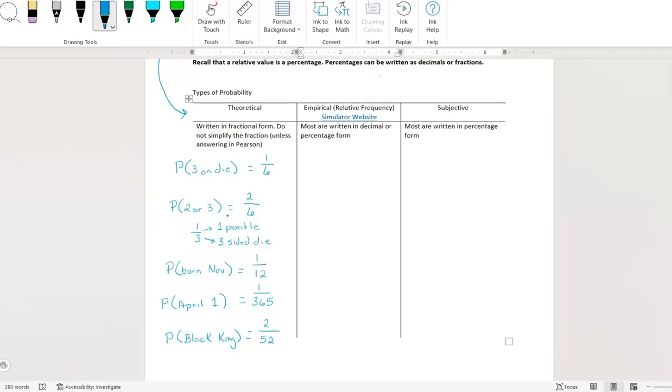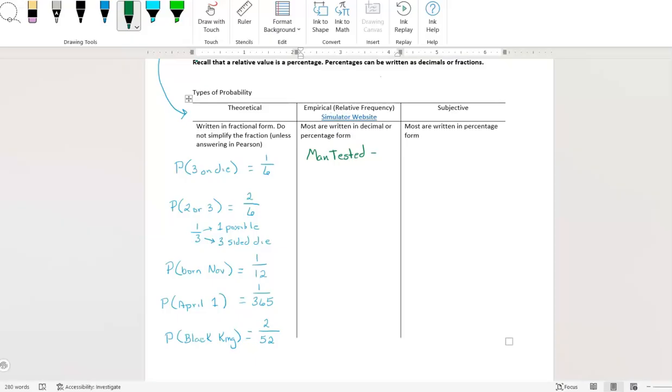All right, so now let's talk about the empirical, or what sometimes Pearson will call the relative frequency. Most of these are written in decimal or percentage form. The empirical probability is what we call the man-tested, or what you're thinking about is manually flipping the coin so many times, or throwing the dice. So we're testing this theoretical probability.